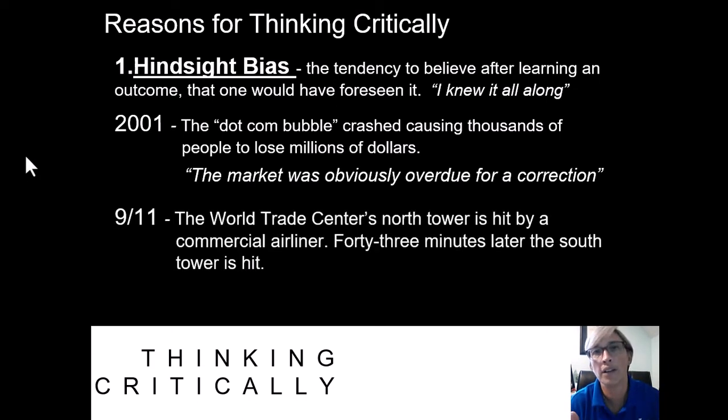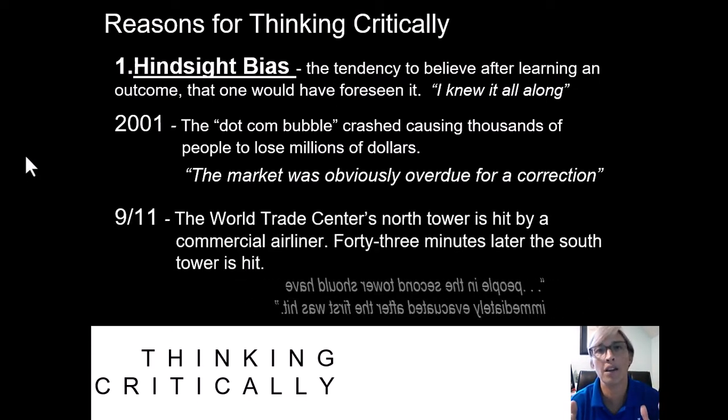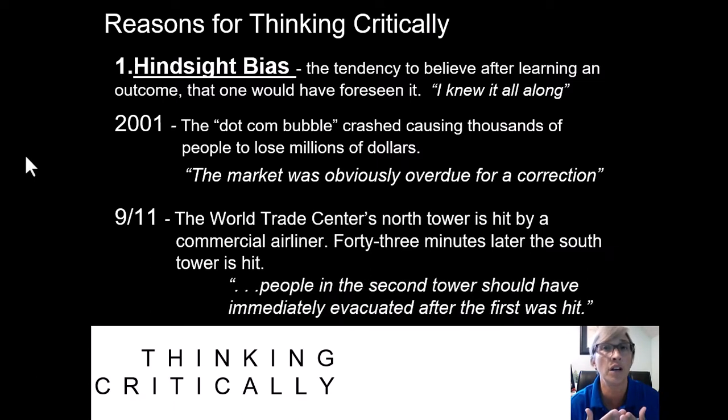Or another example of hindsight bias is if we look at the 9/11 terrorist attack and the World Trade Center's North Tower was hit by a commercial airliner. And so some people will look at that and say, hey, the people in the South Tower should have evacuated immediately. But what we do when we judge from our 20 years later seat is we discount the people who lived through those events and we don't put ourselves into their shoes.